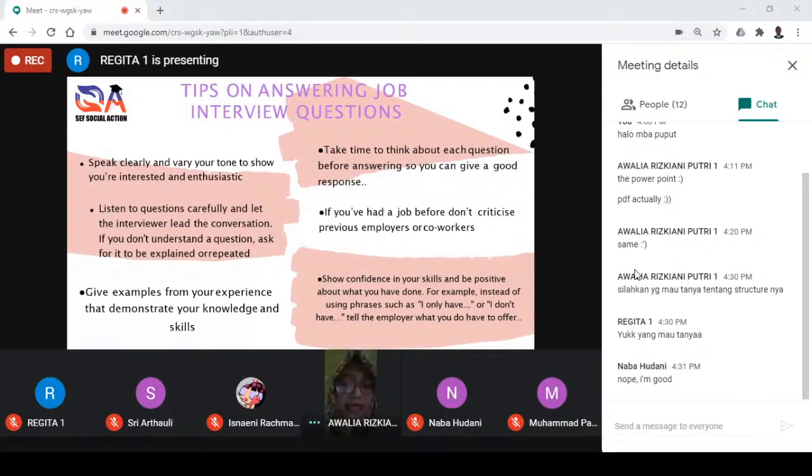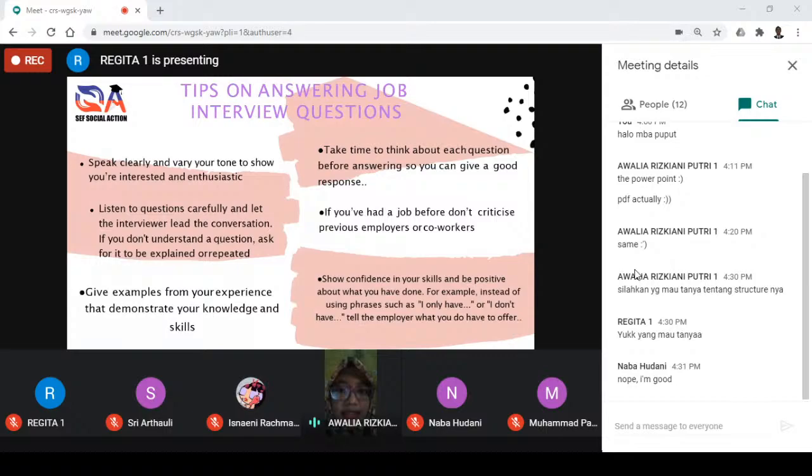And then the last thing is show confidence in your skill and be positive about what you have done. For example, instead of using phrases such as I only have or I don't have, tell the employer what you have to offer. Di sini kayak bahasanya itu merendah untuk meroket gitu ya, bahasa zaman sekarang. Kalian gak ngomong kekurangan kalian, but you offer, aku bisanya apa aja, kayak gitu, langsung. Tapi kalian ya ngomongnya, aku cuma bisa ini, no. For example, me, because I know myself, I already became a project officer before. It will make my leadership good in a group.